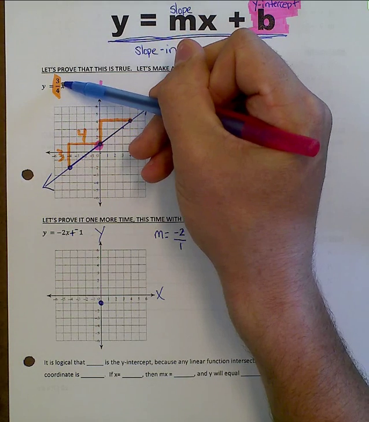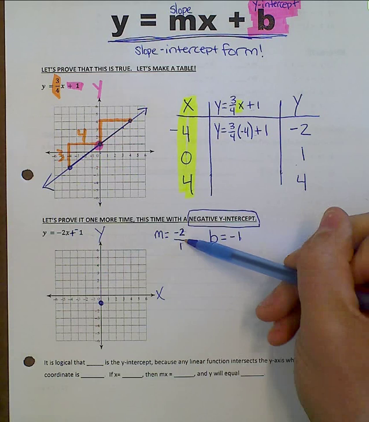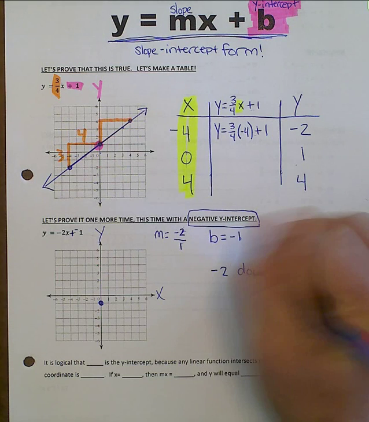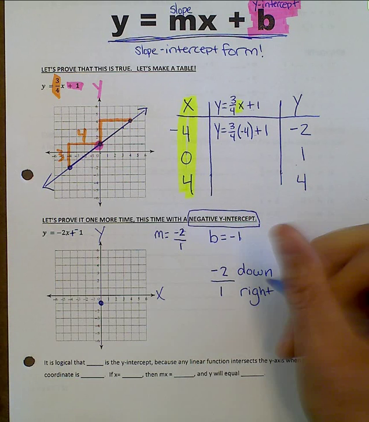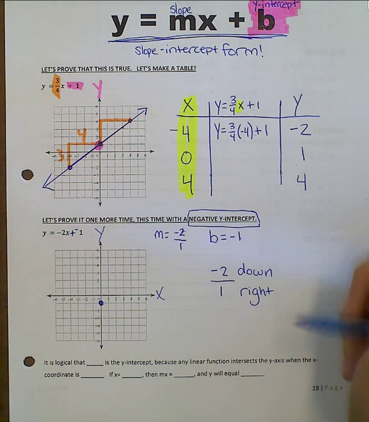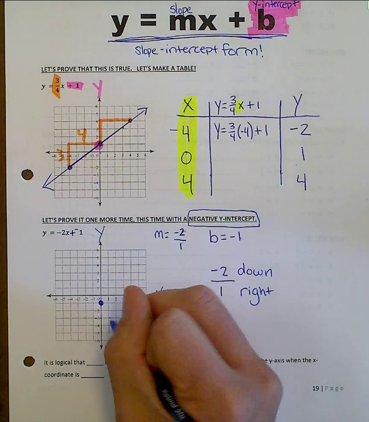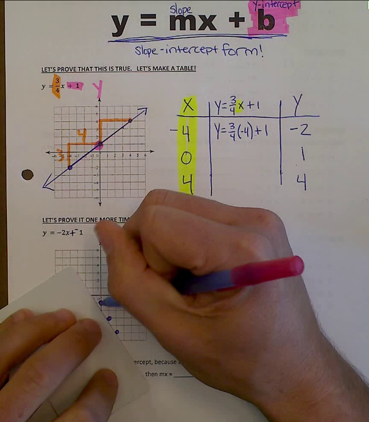3 over 4, up 3 over 4. That was positive, we went up. Now we're going to go down. -2 over 1. -2, go down 2. Always go to the right. The only time you can change direction is up or down. Always to the right. Down 2, right 1. I make a point. Down 2, right 1. And then I can even make one more. Down 2, right 1. It's a constant rate of change. So, I can connect my points here.